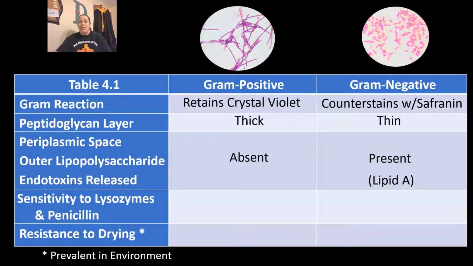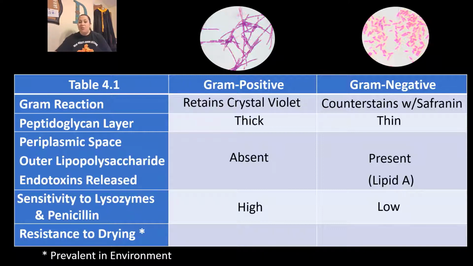Now, sensitivity to what we call lysozyme, which is a natural type of antibiotic that is made mostly in your tears and some of your bodily fluids, as well as penicillin. Gram-positive responds very well to it. It can be destroyed pretty easily and weakened by lysozyme and penicillin. Gram-negative, however, its response or sensitivity is low.